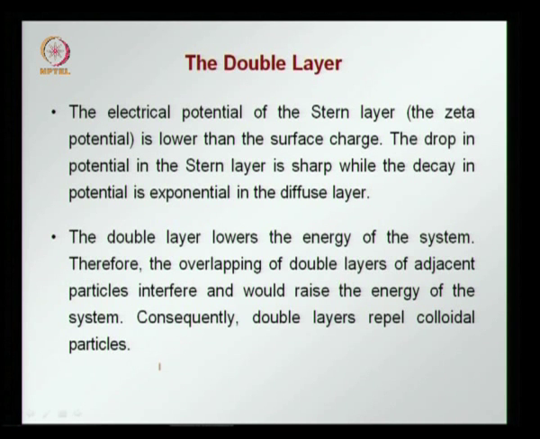And we also saw that the electrical potential of the stern layer, that is the zeta potential at the edge of the stern layer, is lower than the surface charge. This drop in potential is sharp, while the decay in the potential is exponential in the diffuse layer. That is, there is a sharp drop of electrical potential within the stern layer, whereas in the diffuse layer the decay is slower.